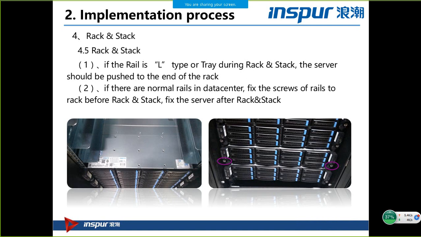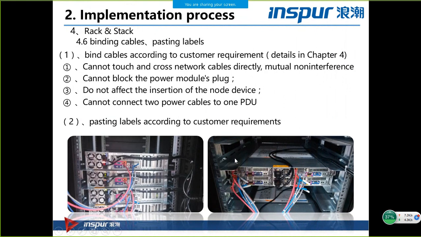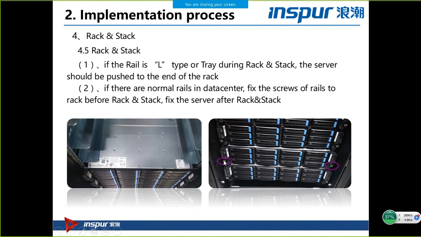And finally, no matter which rail you use, don't forget to fix the screws at the front of the server. There are 2 screws here. Actually, the picture is for M3. This time, there is a clipper that will cover this screw.